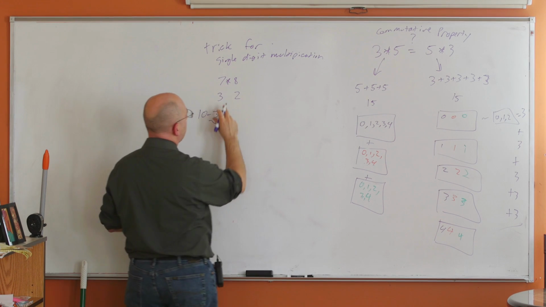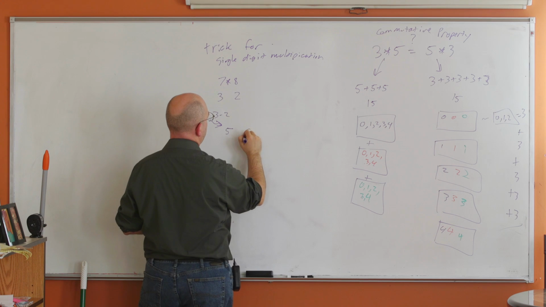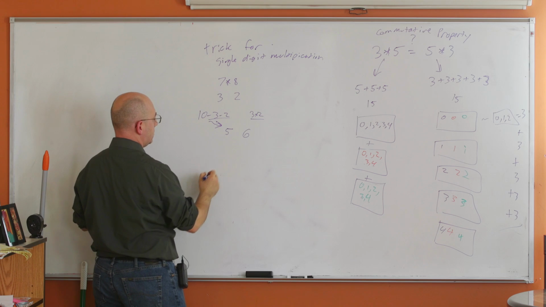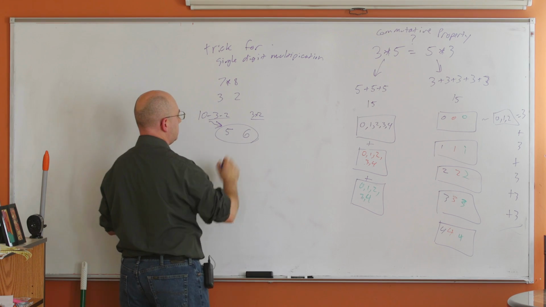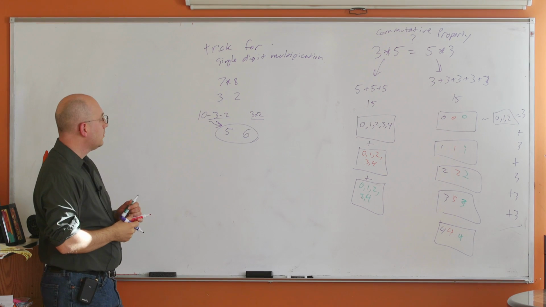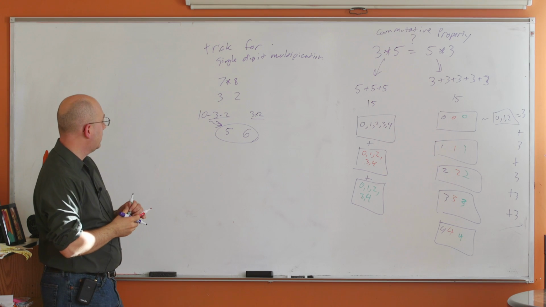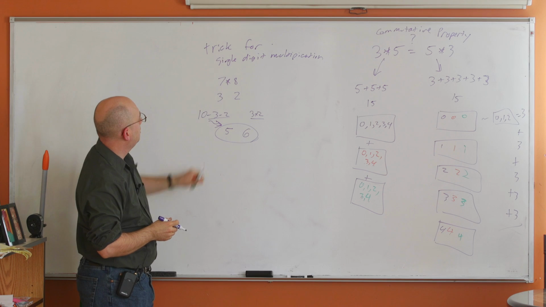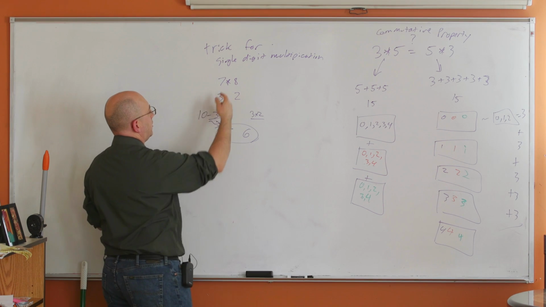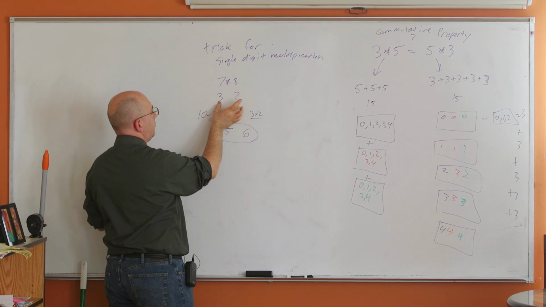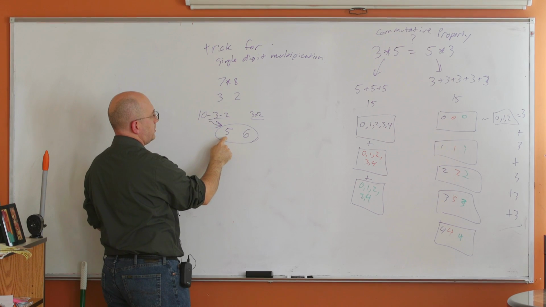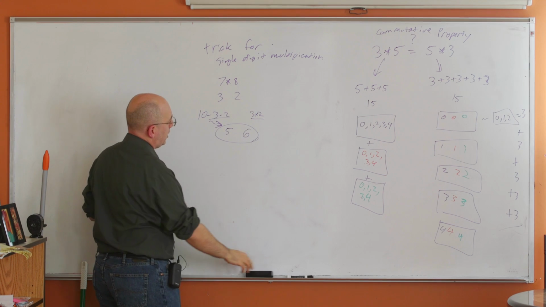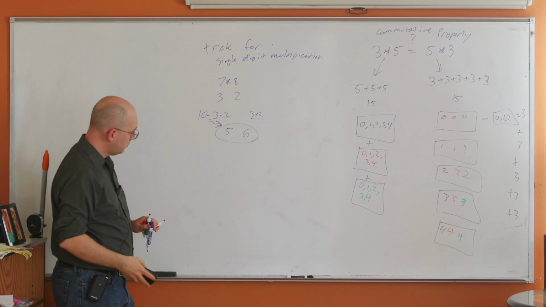5. 3 times 2? 6. And what's the answer here? 56. So, if the big single-digit numbers are a little bit tricky, this is something you can do. You write them as their complements. You sum them, subtract from 10. That's the leading tens digit. And then you multiply them, and you get 6.